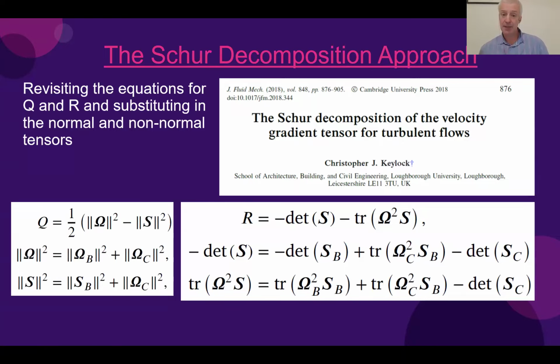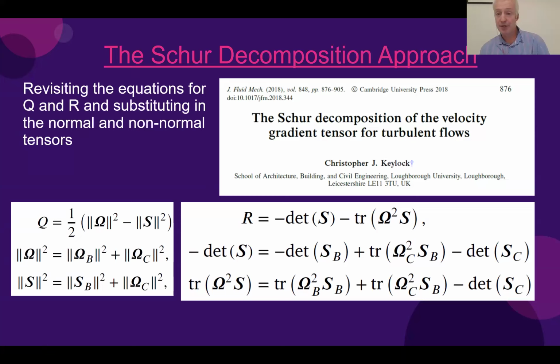The same thing applies for R, except here we create two extra terms. We have negative det S B, which is the eigenvalue normal equivalent to negative det S, because also appearing on both negative det S and trace omega squared S are two extra terms that again cancel when we do the subtraction. So we have an interaction term between the non-normal entropy and the normal straining, trace omega C squared S B, and then a purely non-normal term, negative det S C. Again, in a roundabout way, this shows why these terms can be written in terms of the eigenvalues. Not that you'd ever do it that way, but it makes the point.